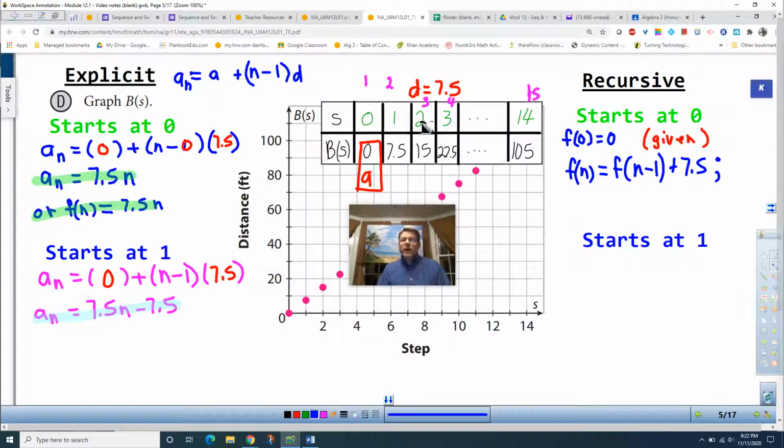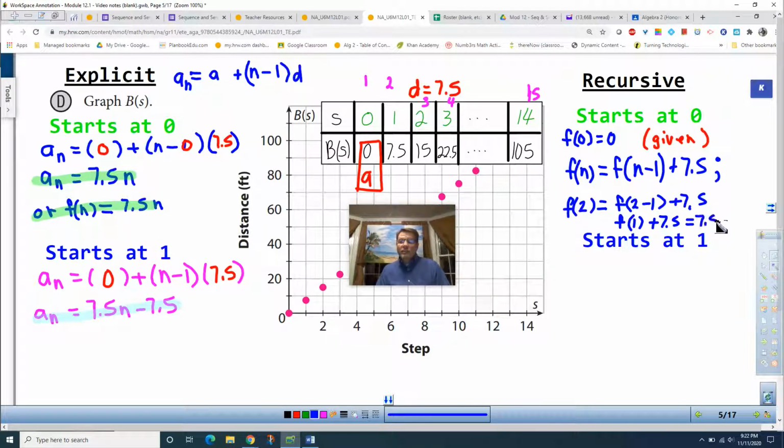So literally, what happens if I plug a 2 in? Just for grins and giggles, I'll go f of 2. Well, what is that? That's f of 2 minus 1 plus 7.5, which is f of 1 plus 7.5. And what does that equal? What's f of 1 equal?